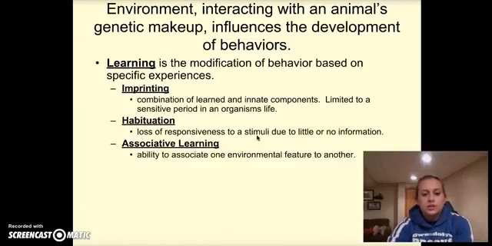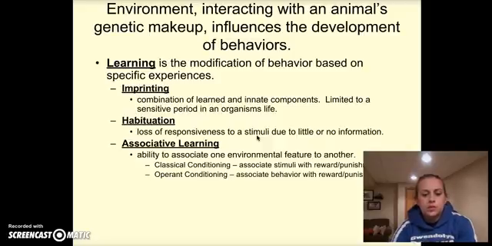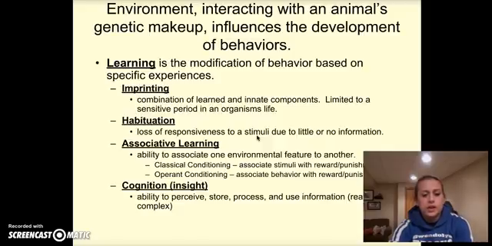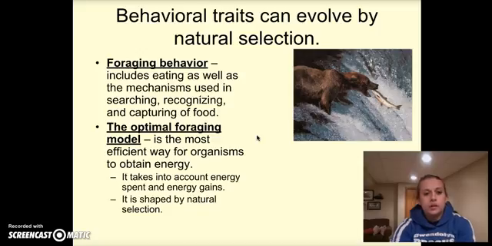Associative learning is the ability to associate one environmental feature with another. And so we're going to show classical versus operant conditioning. Classical conditioning is associating a stimulus with a reward or a punishment, and operant conditioning is when you would associate a behavior with a reward or a punishment. Cognition or insight is the ability to perceive, store, process, and use information. So we tend to think of this as much more complex, and this is reasoning.